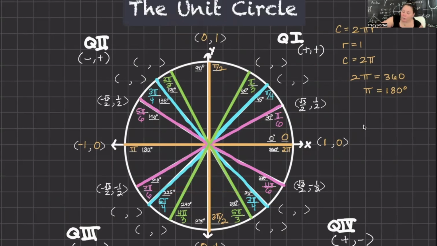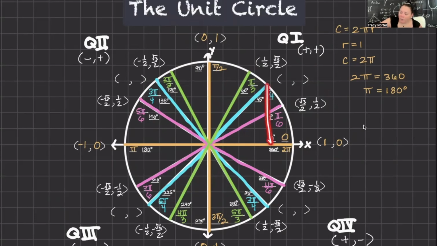Now the pi over 3, because this is also a 30, 60, 90 triangle, but the angles are switched, these just switch. So this is going to be your 1/2 and square root of 3 over 2. And then we can just fill these in quicker, because this is negative, positive. Down here, you're both negative. And over here, you're positive, negative.